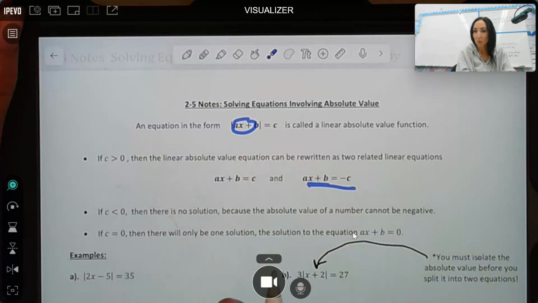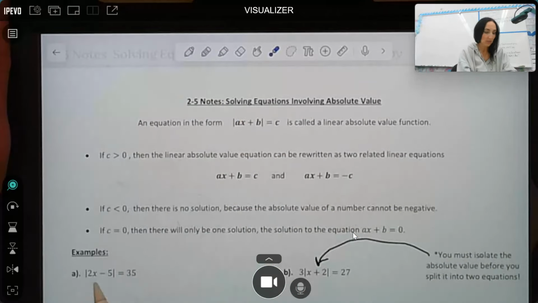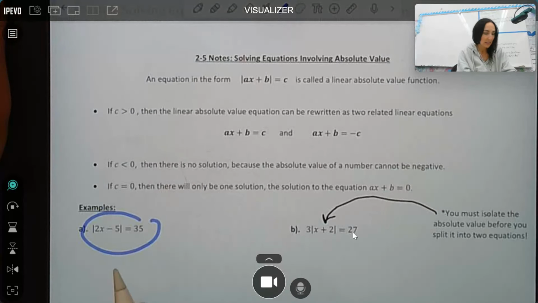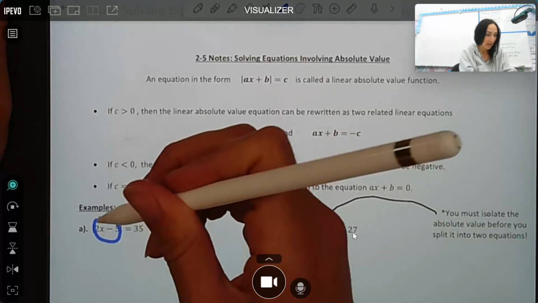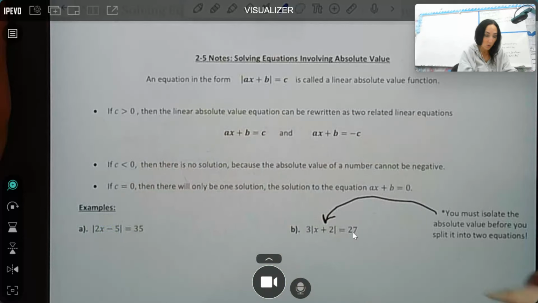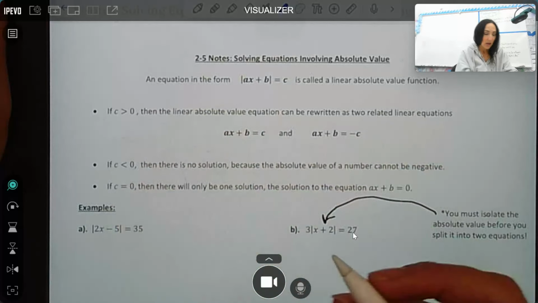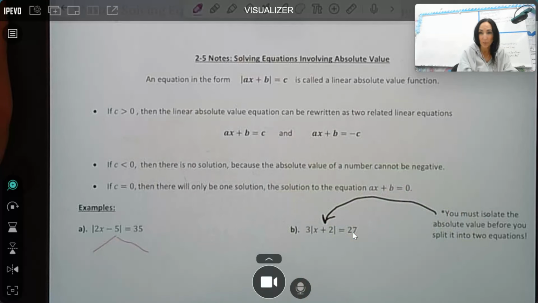Now, in order to split into the two different equations, we have to have the absolute value completely by itself. So in this first one, this absolute value is completely by itself, and we have this 2x minus 5, the absolute value of this equals 35. Well, that means what was inside here had to equal 35, or what was inside here needed to equal negative 35. So I'm going to get rid of these absolute value bars, I'm splitting this into two separate equations.